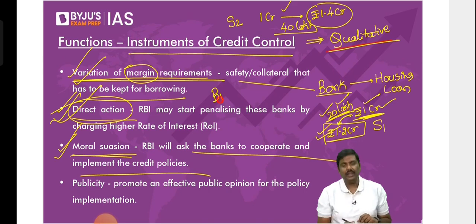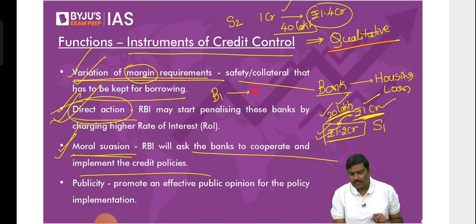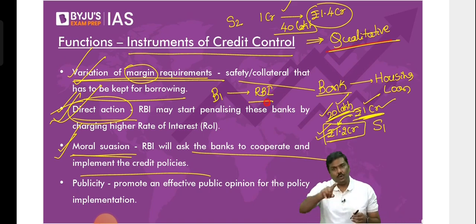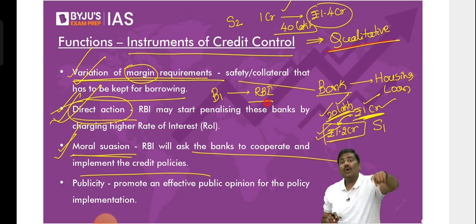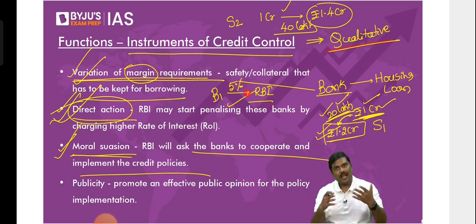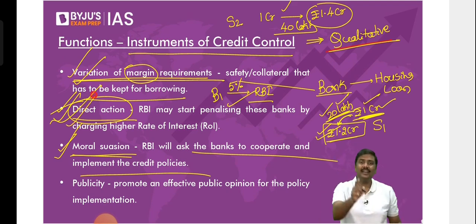RBI can simply tell a bank, have a look at this. Imagine there is a bank B1. It is not following the policies of RBI. Despite warning, they are not following. Now they want to borrow from the Reserve Bank of India. RBI says, to the rest of the banks, I will charge 4%. But because you are not following my guidelines, I will charge you 5%. Is it also a penalty? Of course, yes. You keep on borrowing from RBI, but now you'll have to pay a higher rate of interest. That is a direct action by RBI.